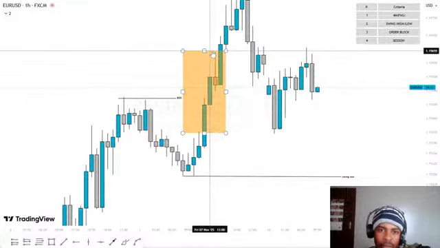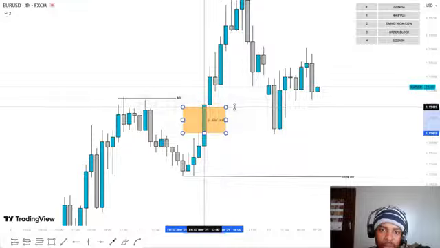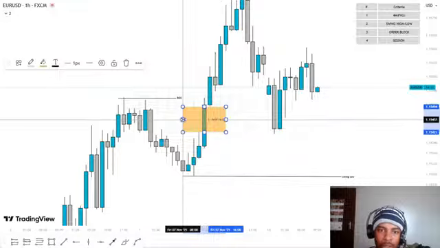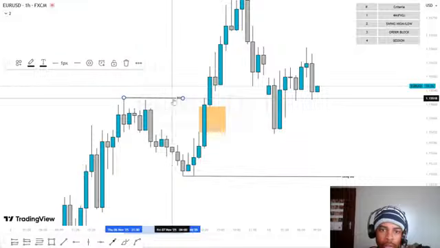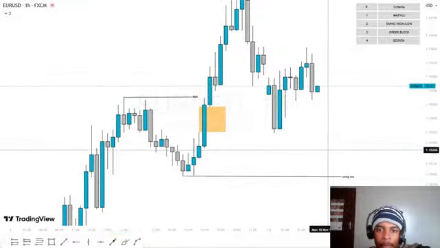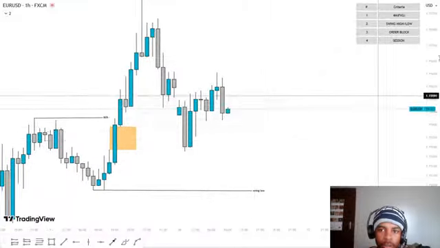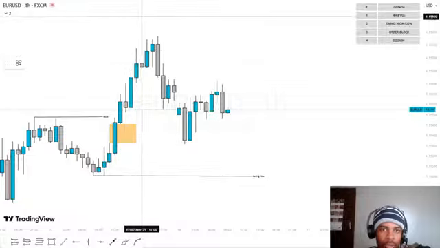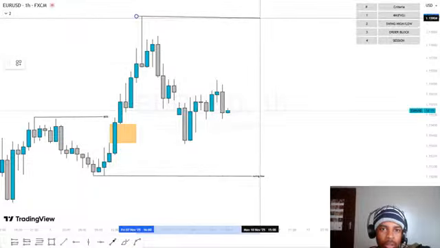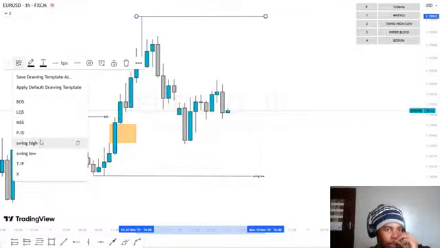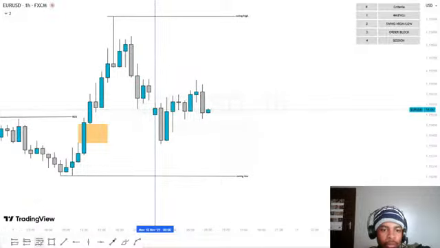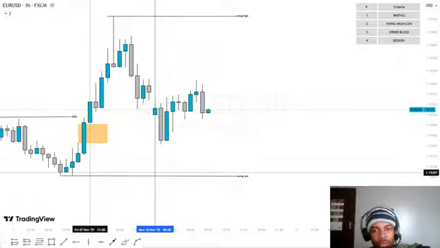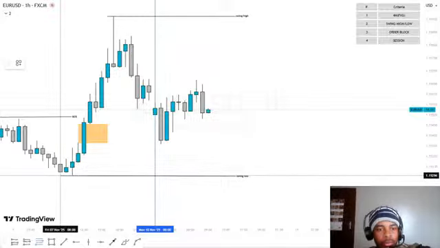On the 1 hour, I can see the fair value gap is being reduced, so the real fair value gap is here. This is our swing low, and this is our swing high, which came up in the midnight session. When I find my swing low and my swing high, I must look for my kill point.